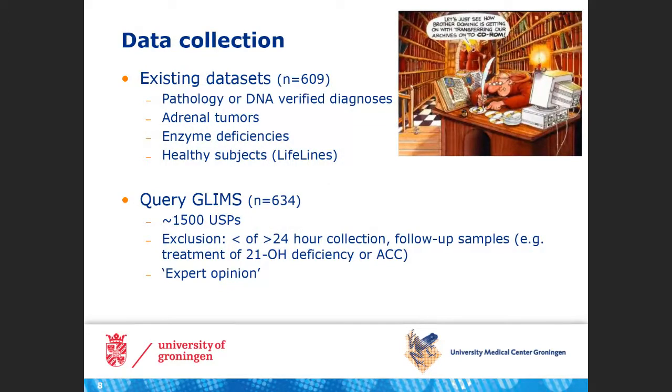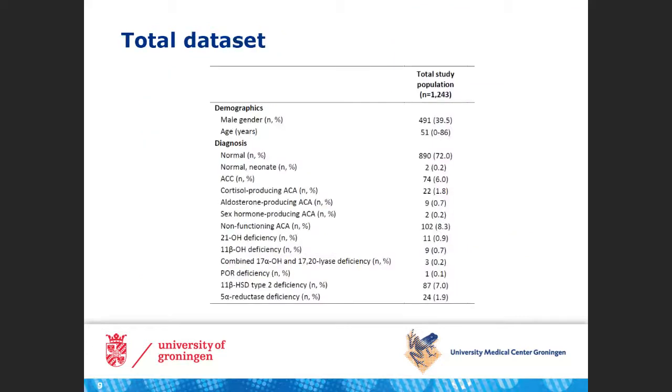Since the prevalence of these adrenal diseases is very low, we used existing data sets for the training and development of the machine learning models. These data sets consisted of over 600 subjects with verified adrenal diseases, including adrenal tumors or enzyme deficiencies. We also used data of healthy subjects of the Lifelines study population. However, since large data sets are necessary to train the machine learning algorithms, we extended these existing data sets with data extracted from our laboratory information system. In total, we used around 1,200 urine steroid profiles for training and testing of our machine learning models.